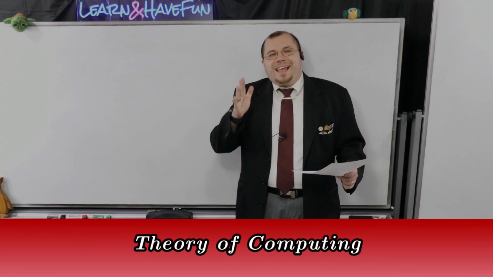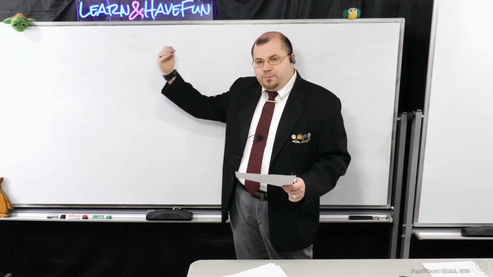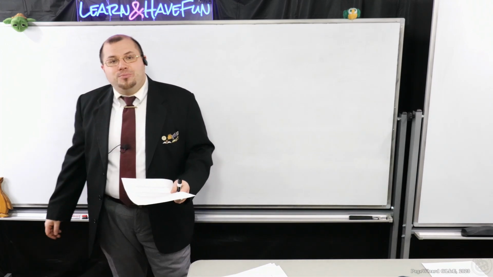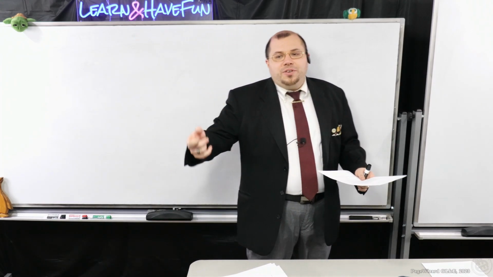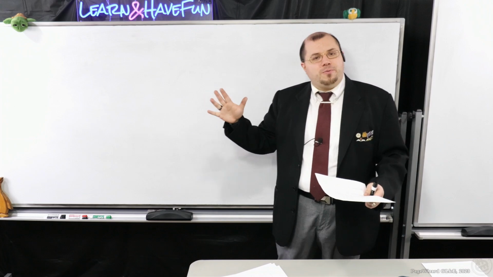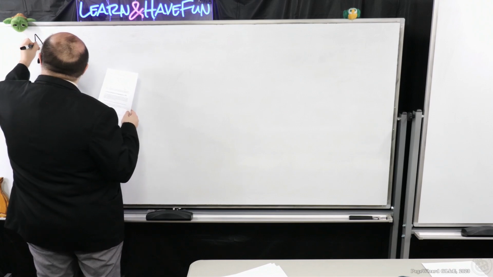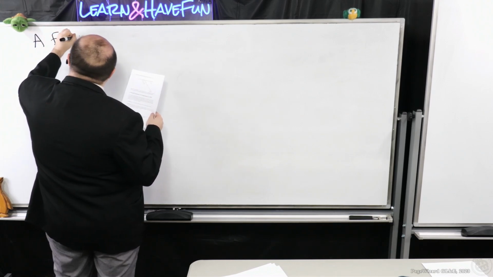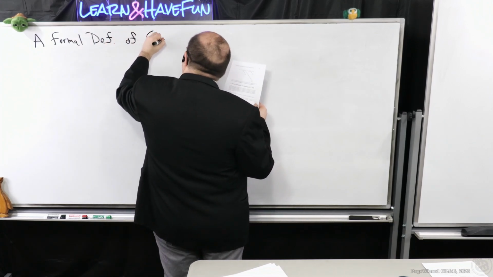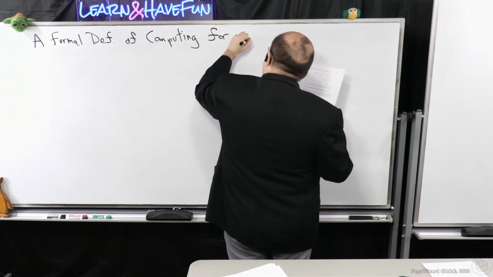So now that we've defined what an NFA, or a non-deterministic finite automaton, is, I want to define more formally what computation is on a non-deterministic finite automaton. Previously, we've seen a high-level view of how it works, and we talked about the concept of non-determinism and a couple different ways we could think about non-determinism. So let's give a formal definition. Formal definition of computing, or computation, for a NFA.